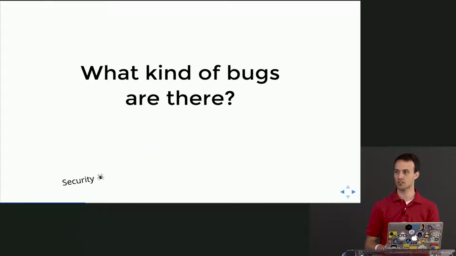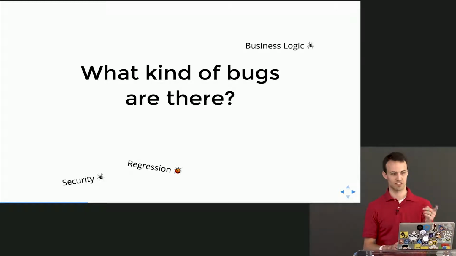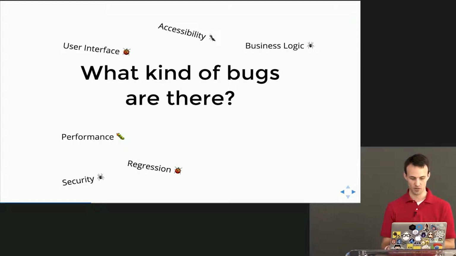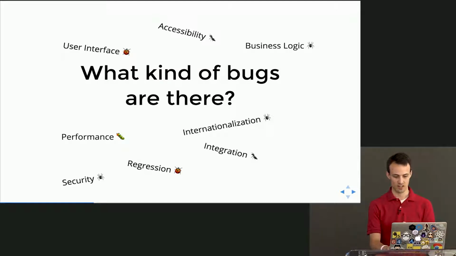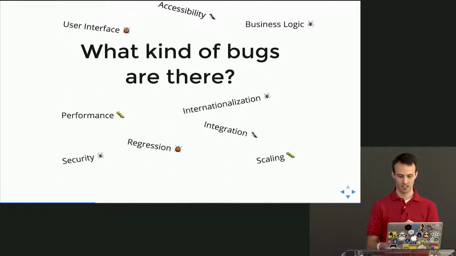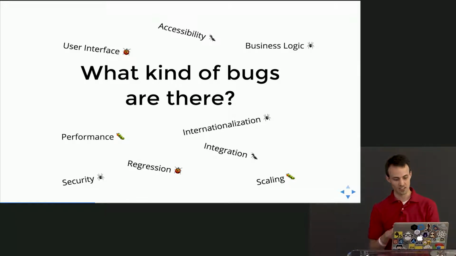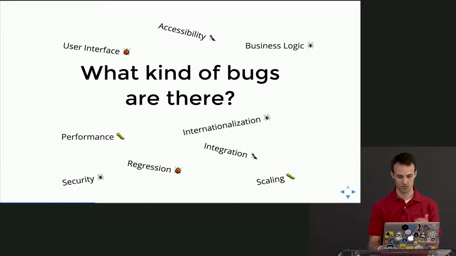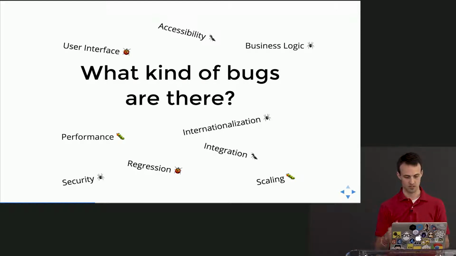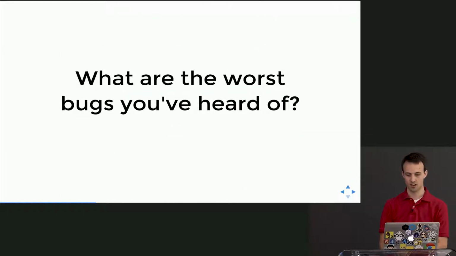Yeah. User experience bugs. Regression bugs. Business logic. Accessibility, performance. User interface, internationalization, scaling. I should probably know when to stop doing that. So lots and lots of different kinds of bugs. This isn't all the types of bugs, but it's useful to know what kind of bugs there are for us to be able to address them differently because, yeah, because they are different.